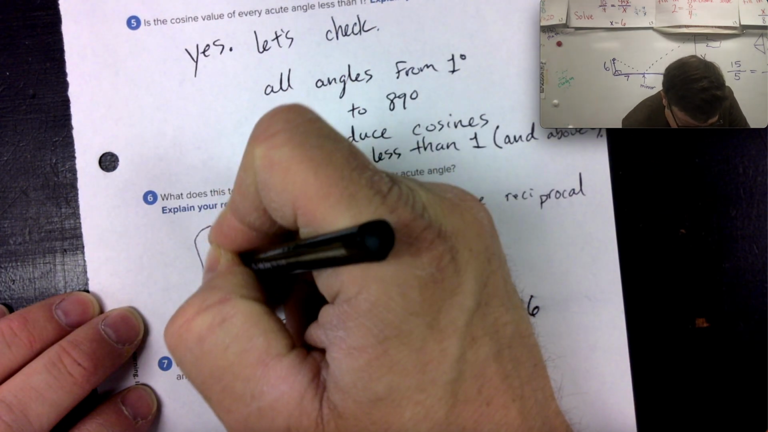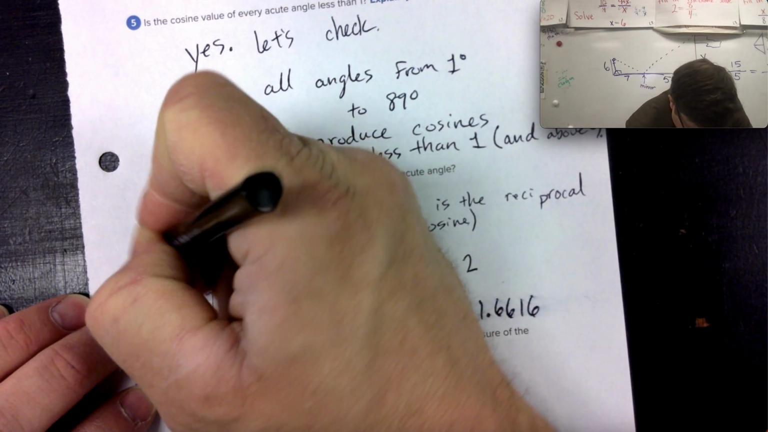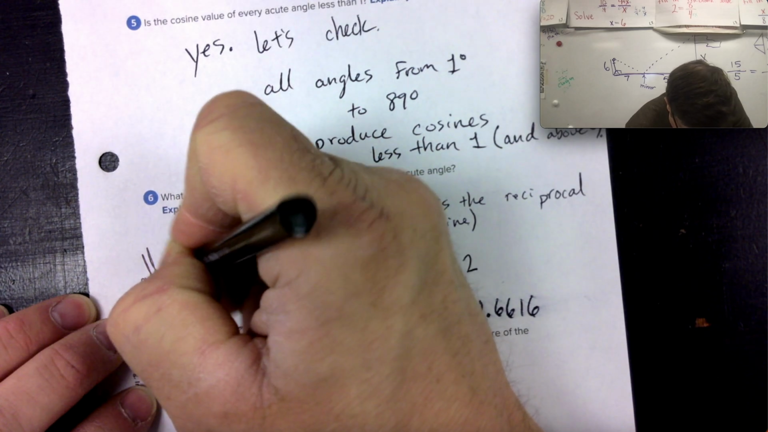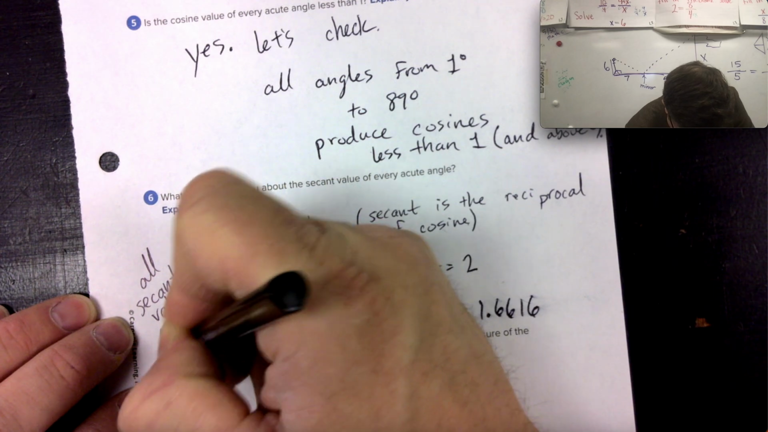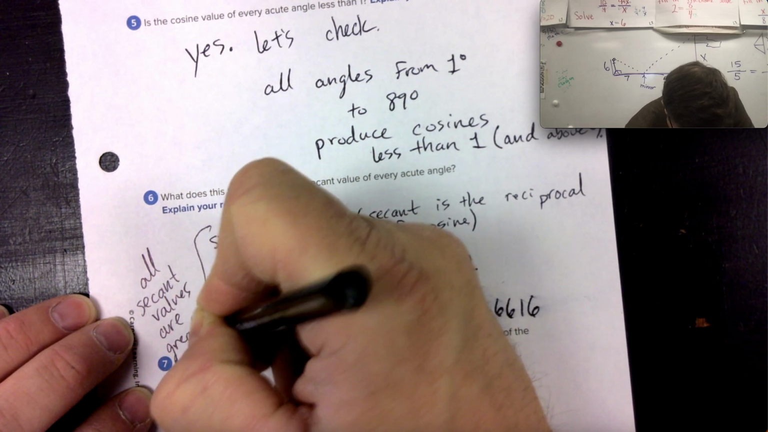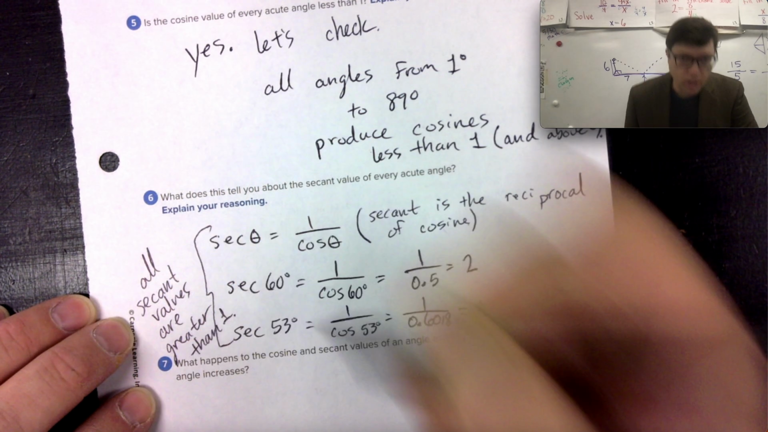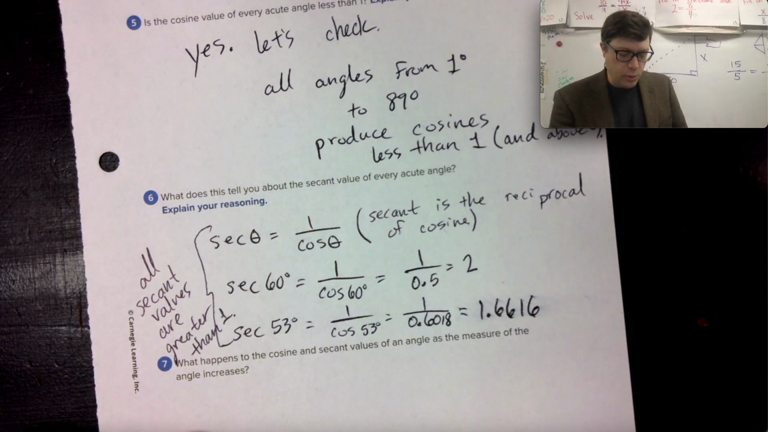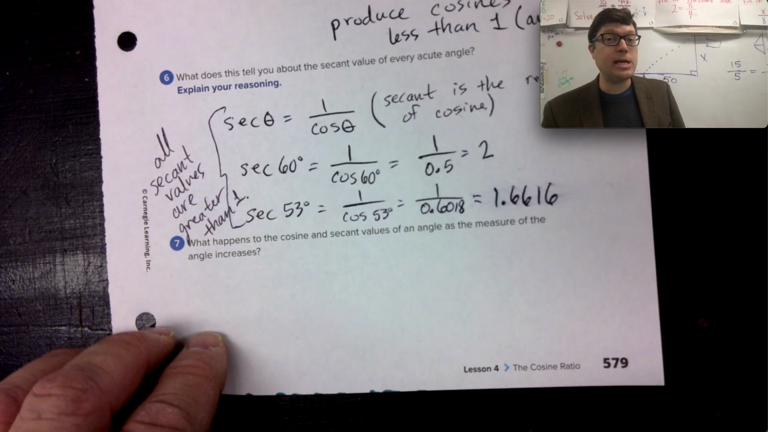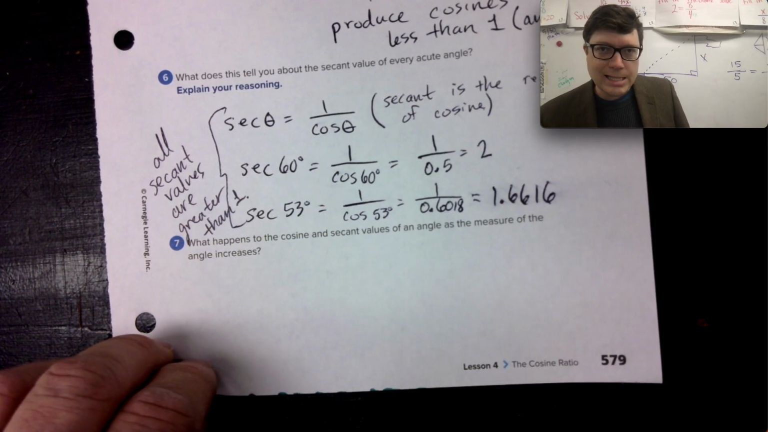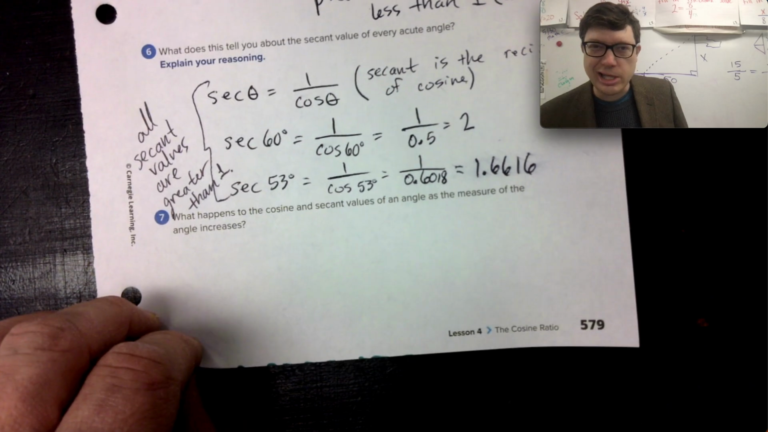So all secants are greater than 1. That's the big idea I want you to know about. Maybe you wrote it exactly like I did, but write it how it makes sense to you for using it. Secants are bigger than 1, cosines are less than 1. They'll never actually be equal to 1.